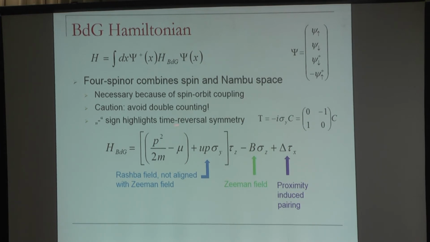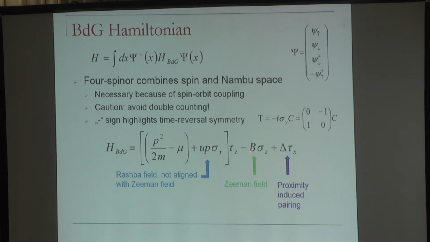First, we have, as before, the kinetic energy, p squared over 2m minus mu. You see this couples to tau z and is spin independent. That's exactly as in the Kitaev chain. But now on top of that, we have the spin-orbit coupling. As I said, we take it in the sigma y direction, and it's linear in the momentum p, and u is just proportional to the Rashba spin-orbit coupling. It's the constant that tells us how strong this spin-orbit coupling is. It couples to sigma y, and it's again a term that appears in the kinetic energy, so it couples to tau z.